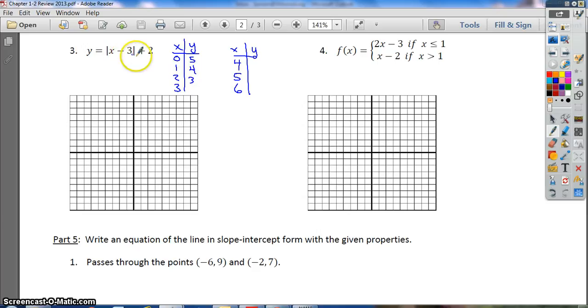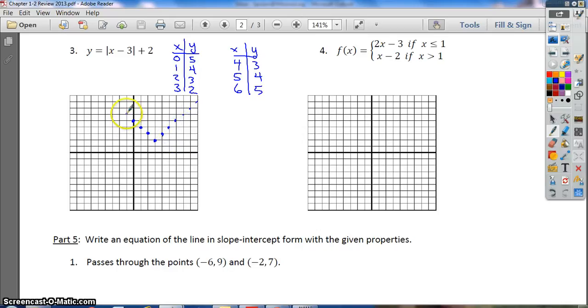Put 3 in, I get 0. 0 plus 2 is 2. Put 4 in, I get 1. 1 plus 2 is 3. And you can see this is going back up. Okay, so at 0, I'm up 5. At 1, I'm up 4. At 2, I'm up 3. At 3, I'm up 2. And then I start heading back up.